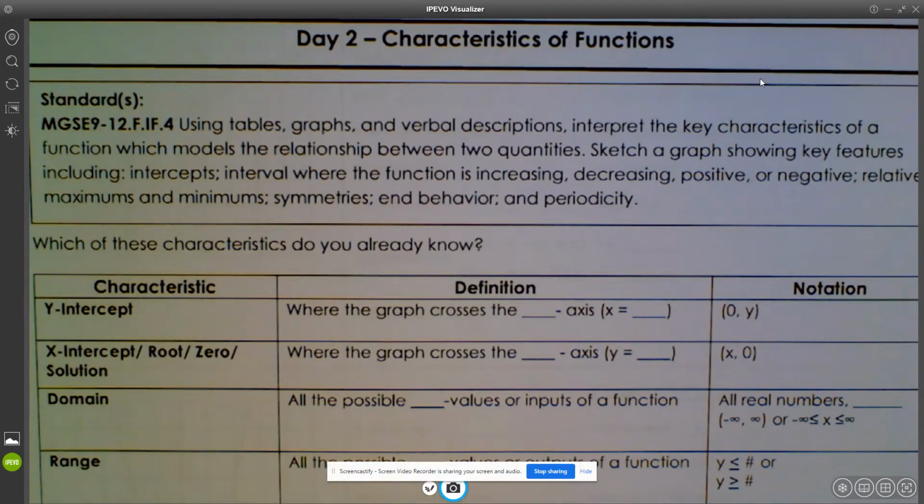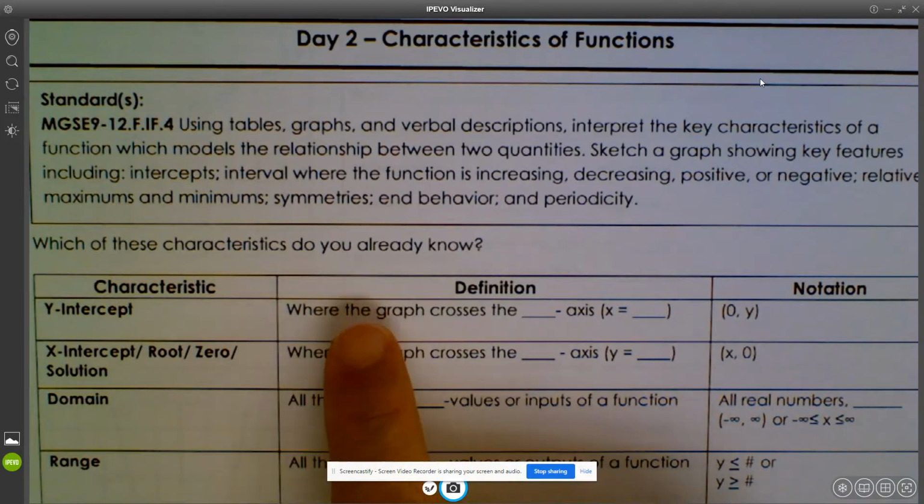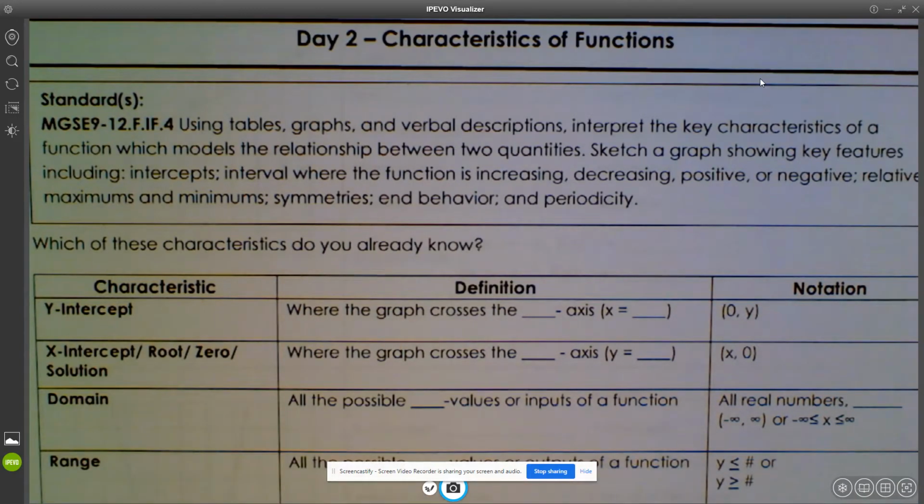So we're on day 2, characteristics of functions. So again, this is all going to be a review of what you already learned in units 2, 3, and 4. So let's see which of these characteristics you already know.